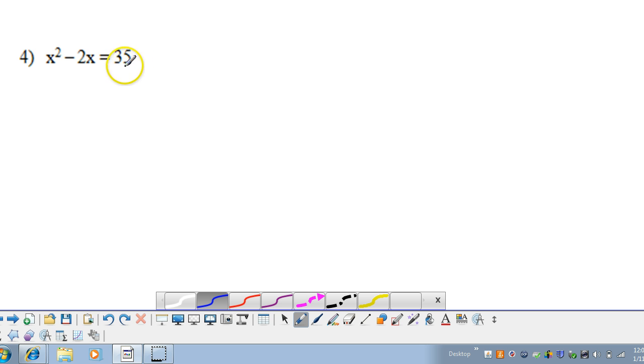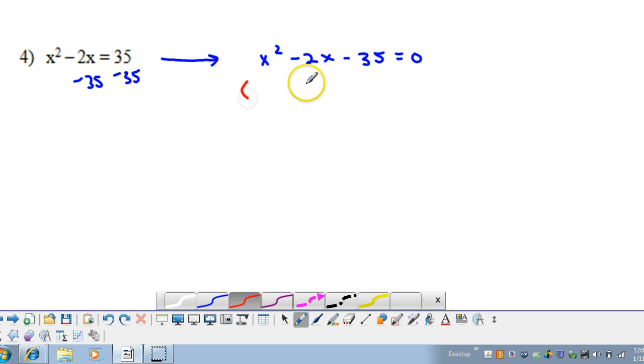here on the right hand side of the equation, so we actually need to subtract 35 from both sides of our equation first. And when we do that, we would get x squared minus 2x minus 35 equals 0. Now we can actually use the zero product property and factor the quadratic, factor this trinomial.